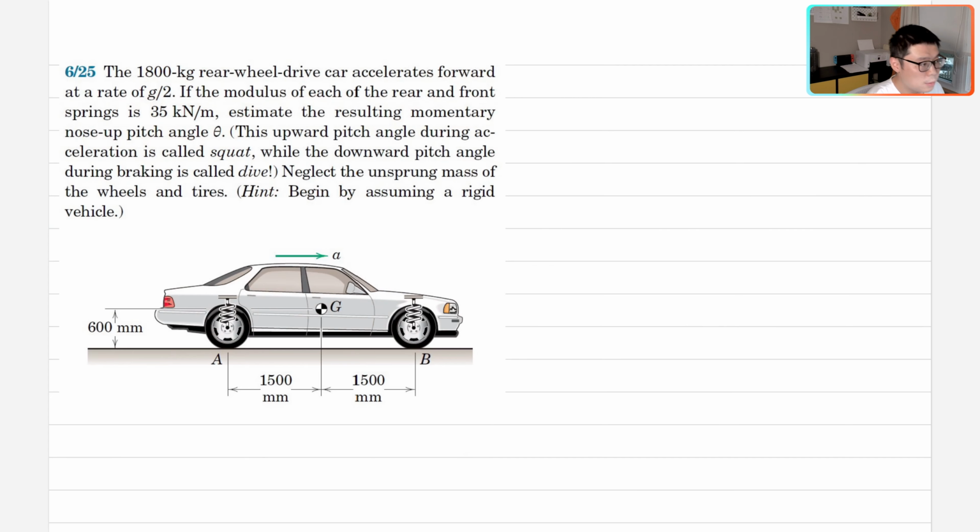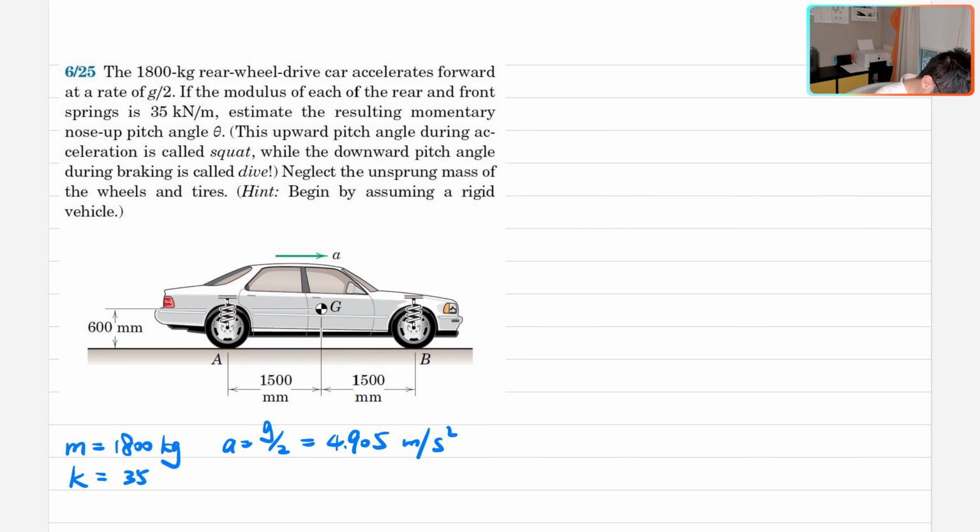Okay, so as always, keep in mind, we'll start with what's given to us. 1800 kilogram. Acceleration is g over 2. We'll just do a simple quick calculation here when we're writing down those simple numbers. And k is 35,000 Newton per meter. And when it's at rest, the force is shared equally front and rear. Right, we'll do the calculation later.